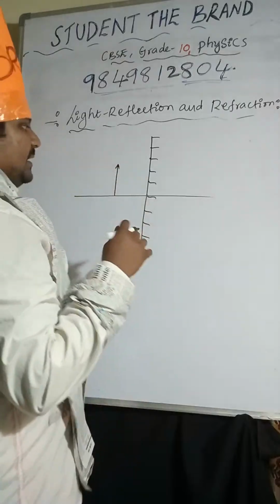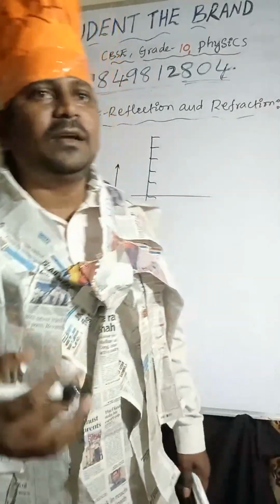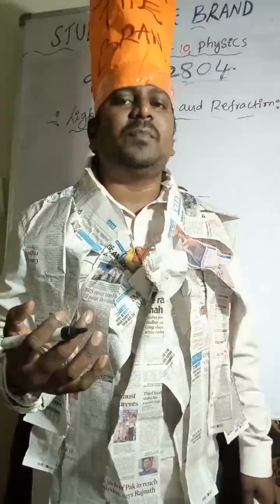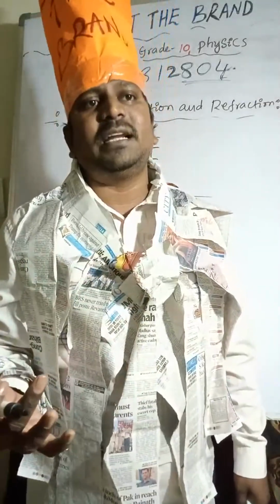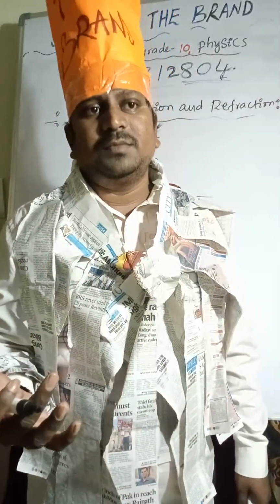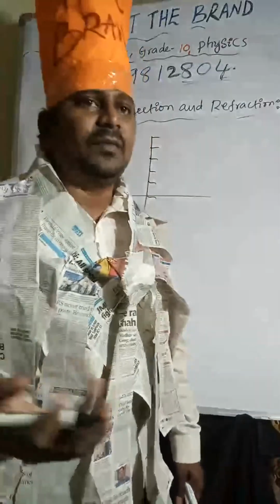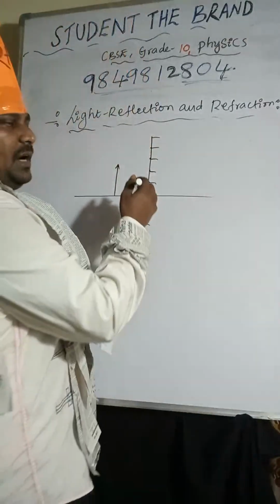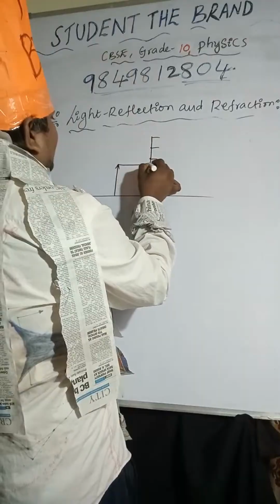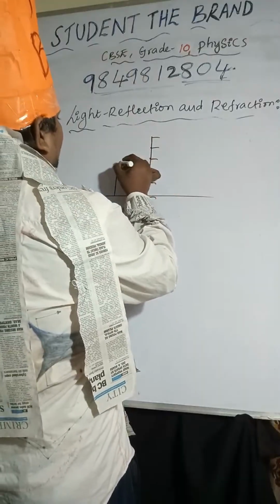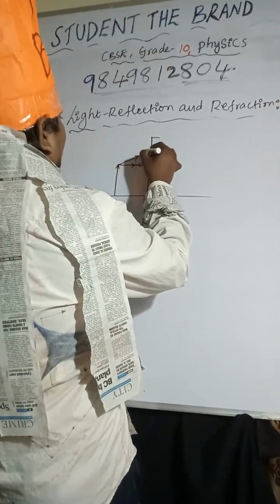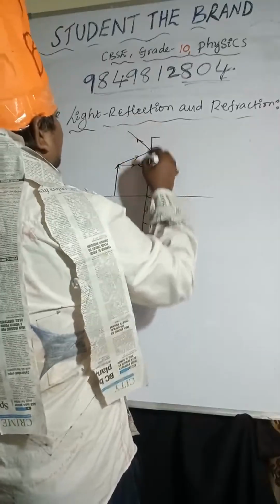How many light rays are required to form the image of the object? A minimum of 2 light rays are required to form the image of the object. So I am taking one light ray here, and after that one more light ray.